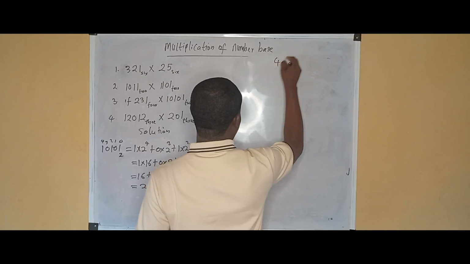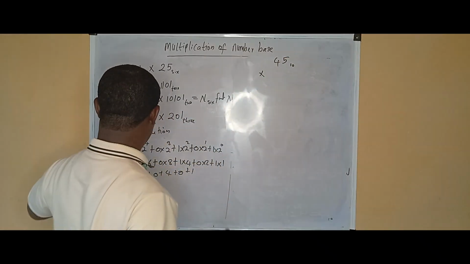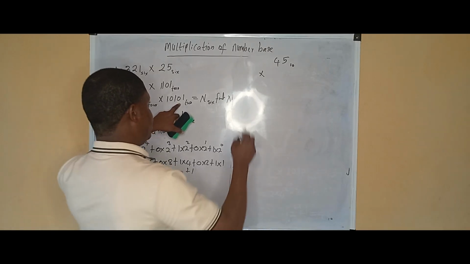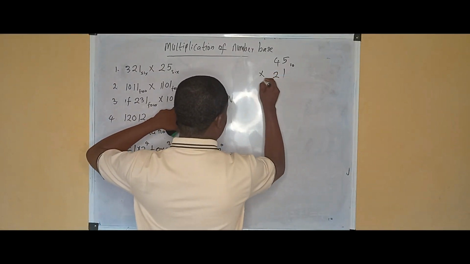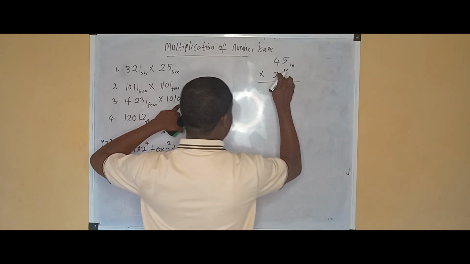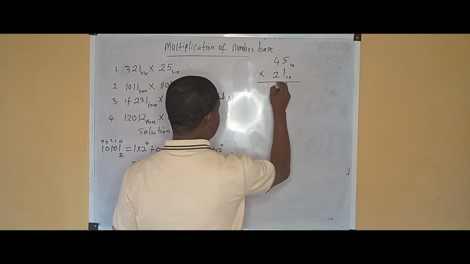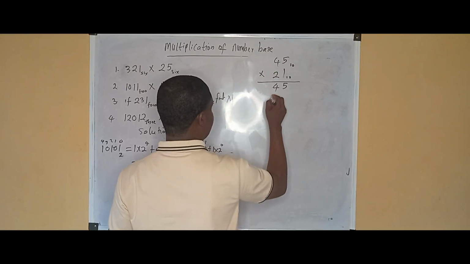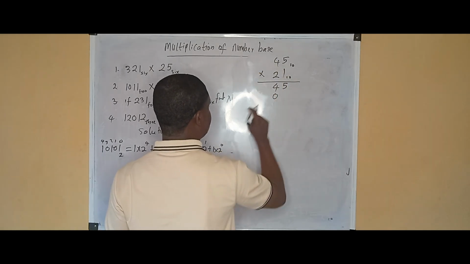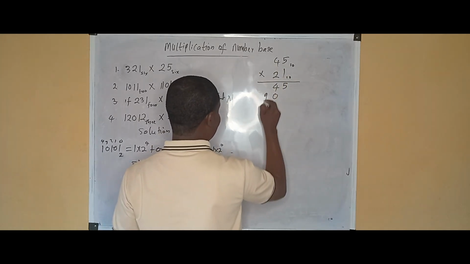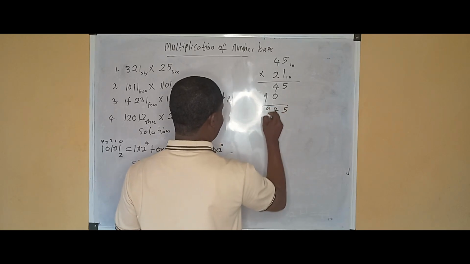So we have 45 in base 10 times 21, and we have succeeded in converting this to base 10. Okay, so we multiply this together, which is also in base 10. 1 times 5 is 5. 1 times 4 is 4. 2 times 5 is 10, so you write down 0, carry 1. Now, 2 times 4 is 8, plus that 1 is 9. So we have 5, 4, 9.